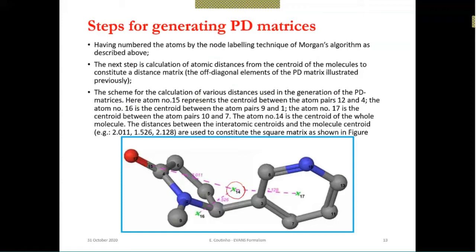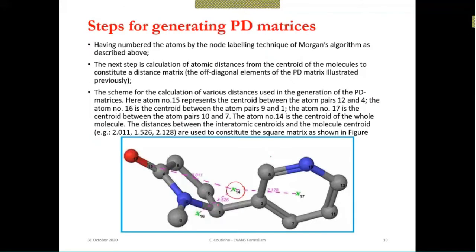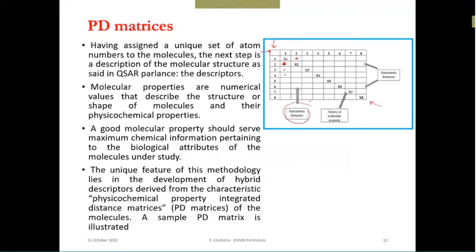Now let's take atom number 1 and 2, and I actually want to compute the distance between atom number 1 and 2. And that is what I want to put here. What is this distance? Normally, we would have taken the distance between atom number 1 and 2 to be equal to the bond length. But we do not do that. What we do is we compute the centroid of atom number 1 and 2. So this is the centroid of atom number 1 and 2. And now we compute the distance between the centroid of atoms number 1 and 2 with the centroid of this molecule. And this distance is actually filled in this value out here.